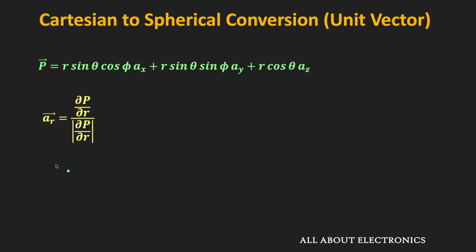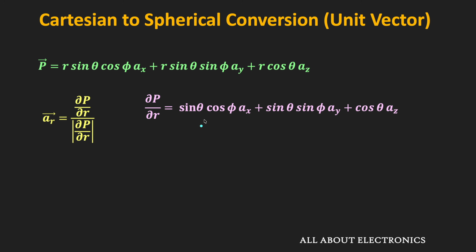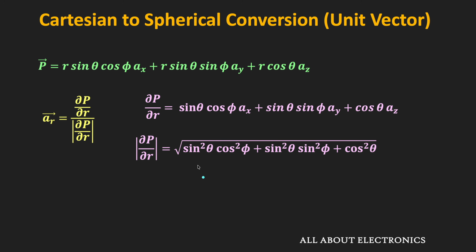To find this unit vector AR, first let us perform del P divided by del r. That means we will differentiate this vector P with respect to r. If we do so, then we will get sin theta cos phi AX plus sin theta sin phi AY plus cos theta AZ. And if we take its magnitude, then we will get the square root of sin square theta cos square phi plus sin square theta sin square phi plus cos square theta.